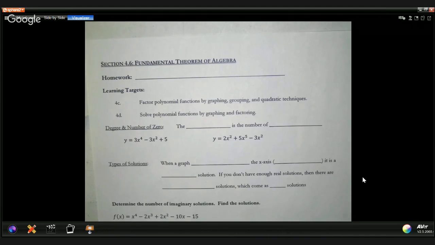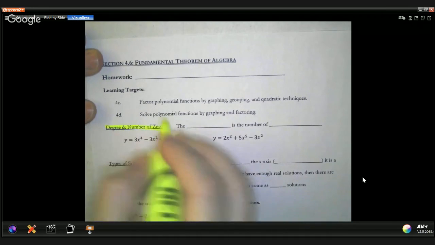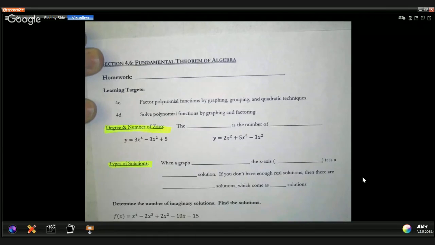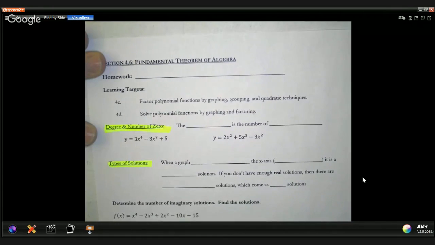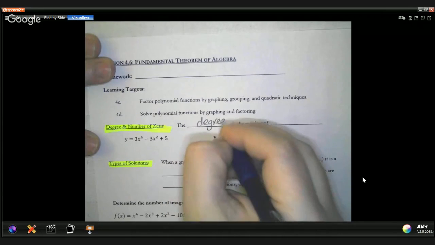All right, so we're continuing to talk about polynomial functions. And so the first thing I want to talk about is the degree and the number of solutions. We've talked about this a couple times, but I just want to make sure that we stress it again. The degree you have, that's the number of solutions you're going to have. That's the number of possible solutions.